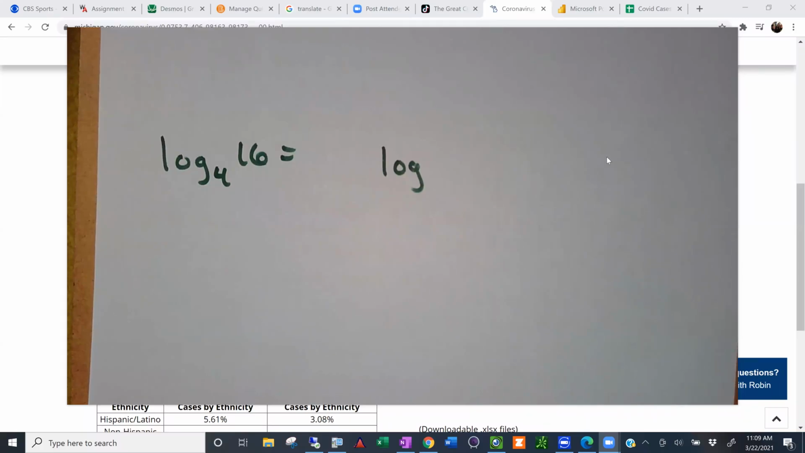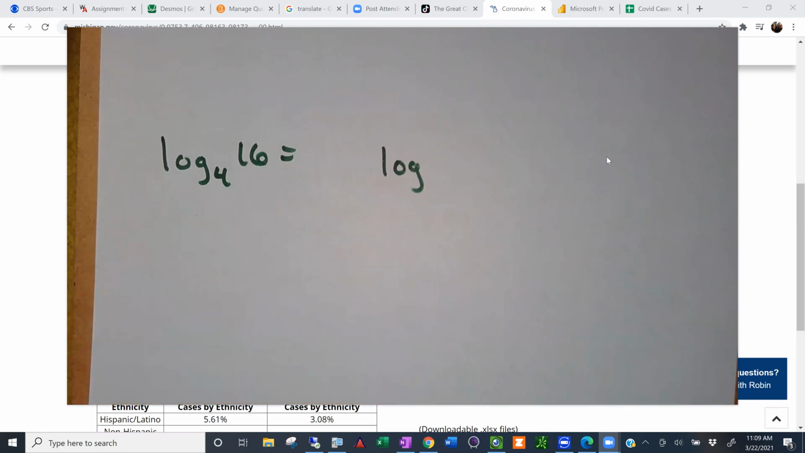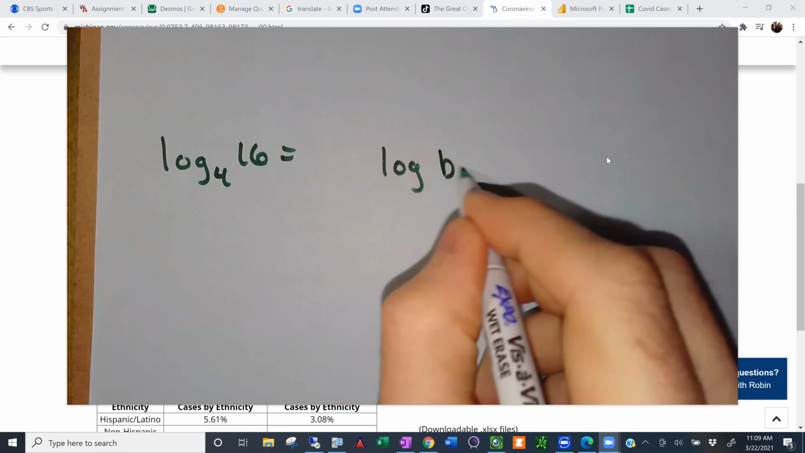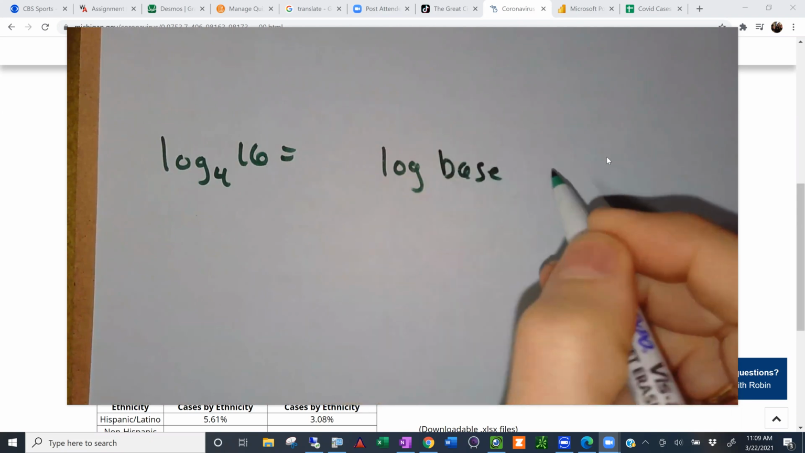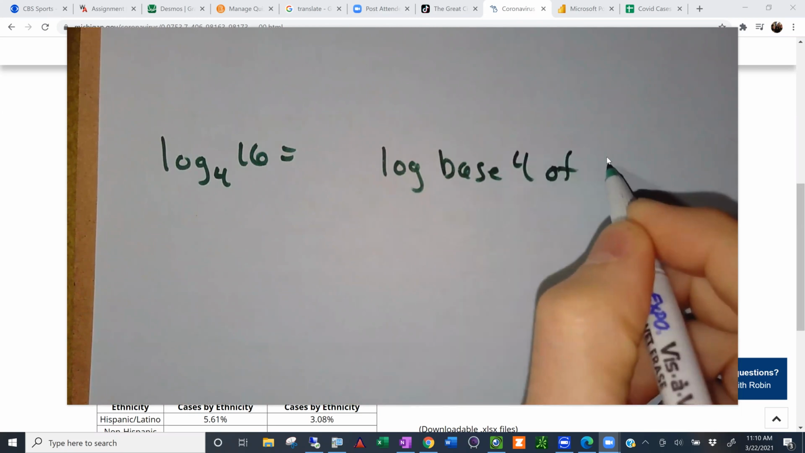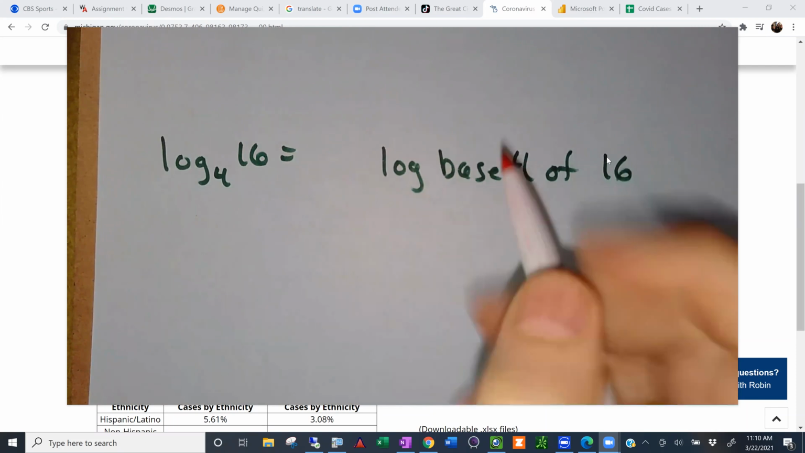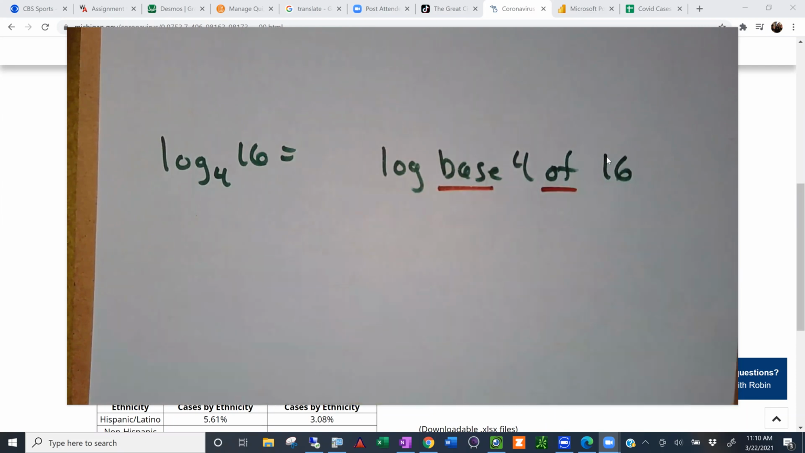So one of the problems you're going to see in your homework on WebAssign asks you to just write out what this is in words. Log base 4 of 16. That's the way this is read. So you have a little drop-down menu or a little fill in the blank. I think it's a drop-down menu. Log base 4 of 16. So I think the words you're going to have to put in will be the base and the of.